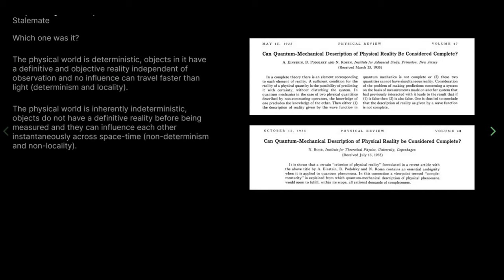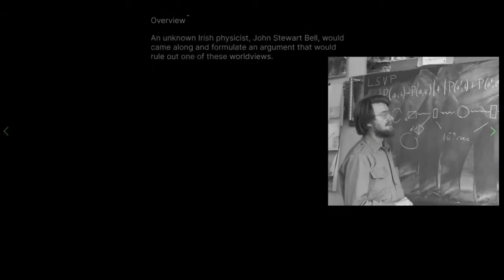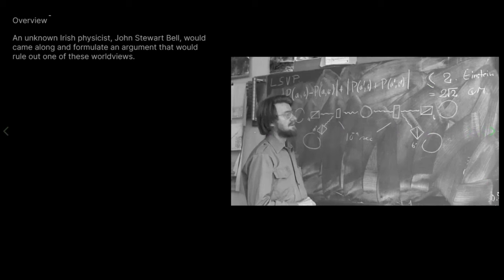And this back and forth between Bohr and Einstein died out because Europe was plunged into war and people forgot about it. When physicists came back, they adopted the shut up and calculate mode. They were more interested in using quantum mechanics to do engineering or explain physical phenomena rather than useless metaphysical speculation. But to a select few, this was not the case. An unknown Irish physicist called John Bell would come along and formulate an argument that would rule out one of these worldviews.